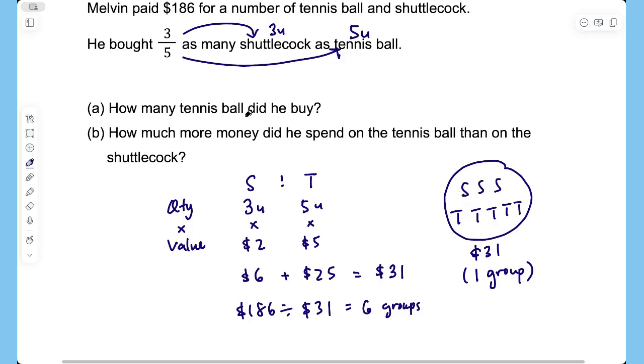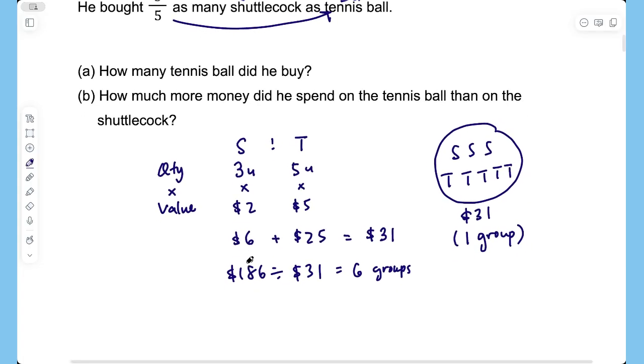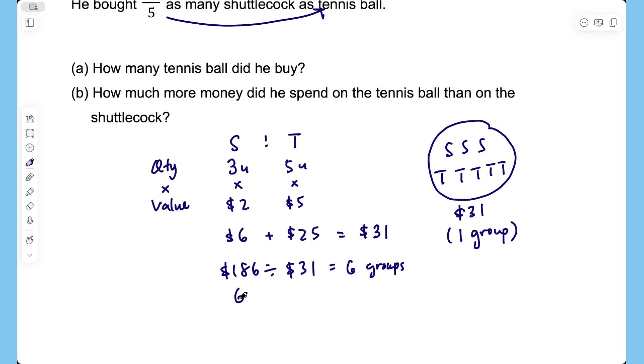So how many tennis balls did he buy altogether? That will be 6 groups. And in each group, there are 5 tennis balls, so 6 times 5. That will give us 30 tennis balls. And that's the answer for part A.